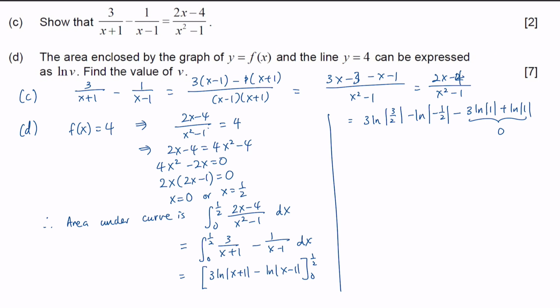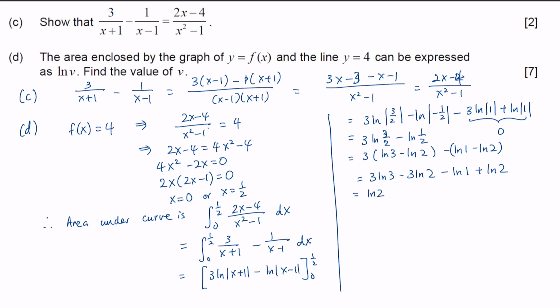Okay, now let's just evaluate this. So this is 3 ln 3 over 2 minus ln half. Okay, 3 of ln 3 minus ln 2, minus ln 1 minus ln 2. Right, so this is 3 ln 3 minus 3 ln 2, then minus ln 1 plus ln 2. Okay, so this is equals to ln 27, then minus ln 4, which is ln of 27 over 4, okay, because ln 1 is 0.